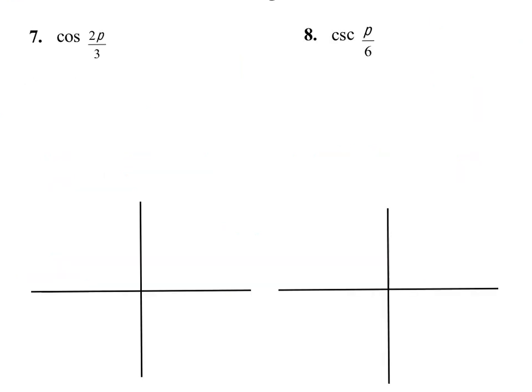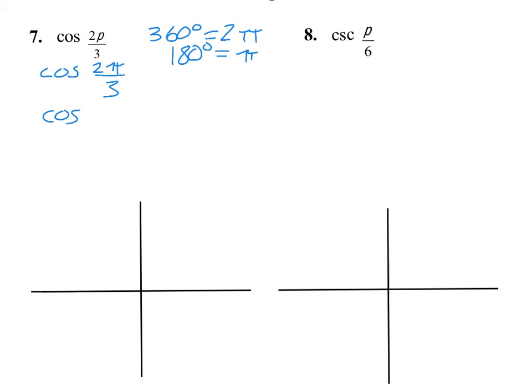On the back, we're doing the same thing, except the angle is in radians. Okay, so on your paper, this should say 2 pi over 3. So remember that 360 degrees equals 2 pi, which means 180 degrees equals pi.